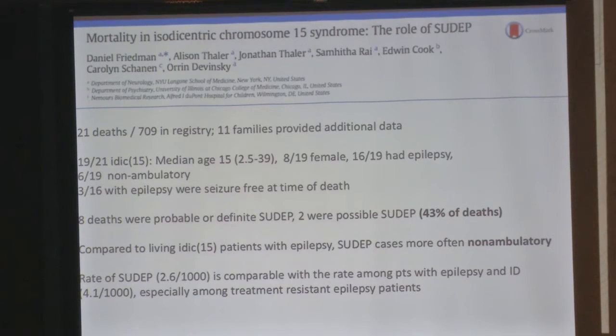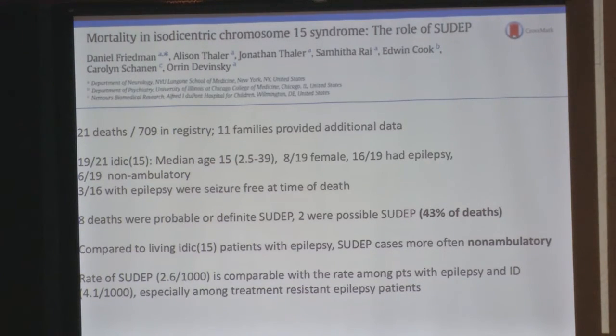They found that of those 21 deaths, 19 were children or individuals with isodicentric 15. The mean age was 15. 8 of 19 were female. 16 of those 19 did have a history of epilepsy. They then compared patients with IDIC who were living with epilepsy with those patients who had died, and they compared clinical characteristics.